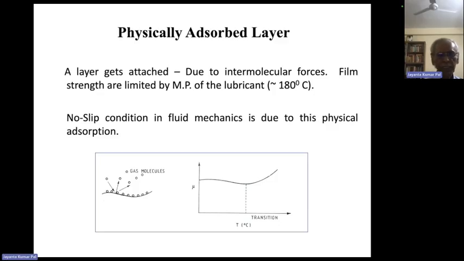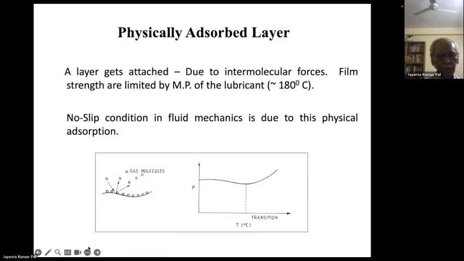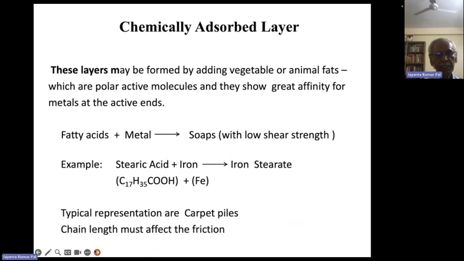Boundary lubrication can also be due to chemically adsorbed layers. These layers may be formed by adding vegetable or animal fats, which are polar active molecules, and they show great affinity for the metals at the active ends.